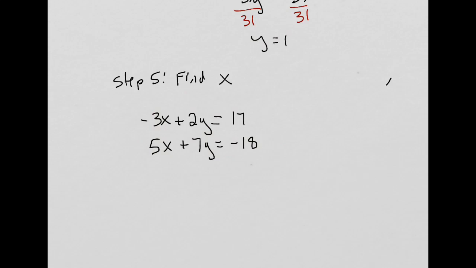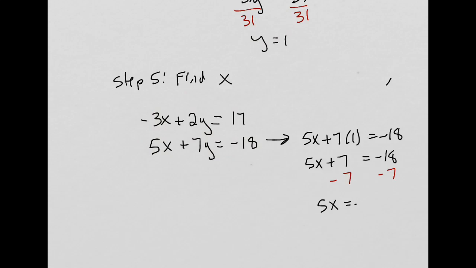So when we do that, we get 5x plus 7 times 1 equals negative 18, which gives us 5x plus 7 equals negative 18. Subtract 7 from both sides. That gives us 5x equals negative 25. Divide both sides by 5. Gives us x equals negative 5. So that's the second part of my solution.